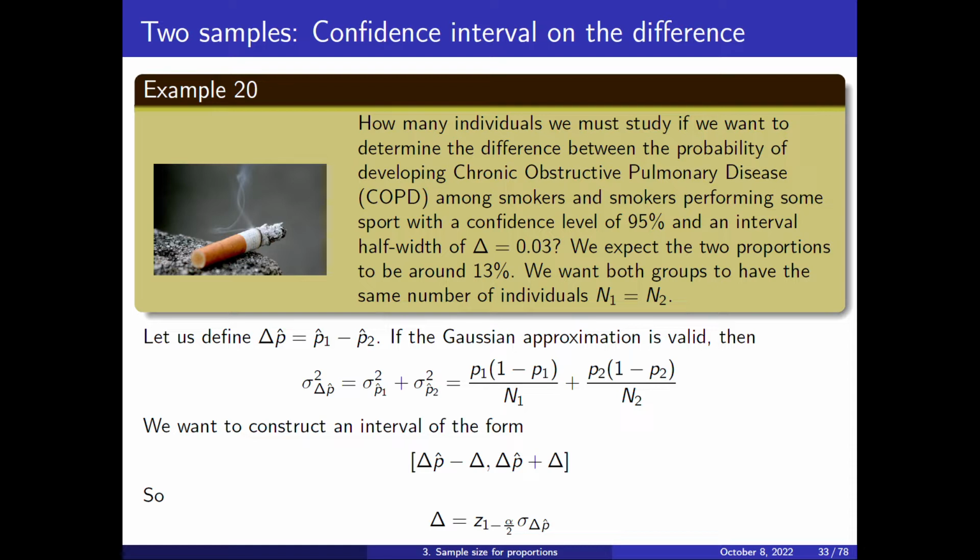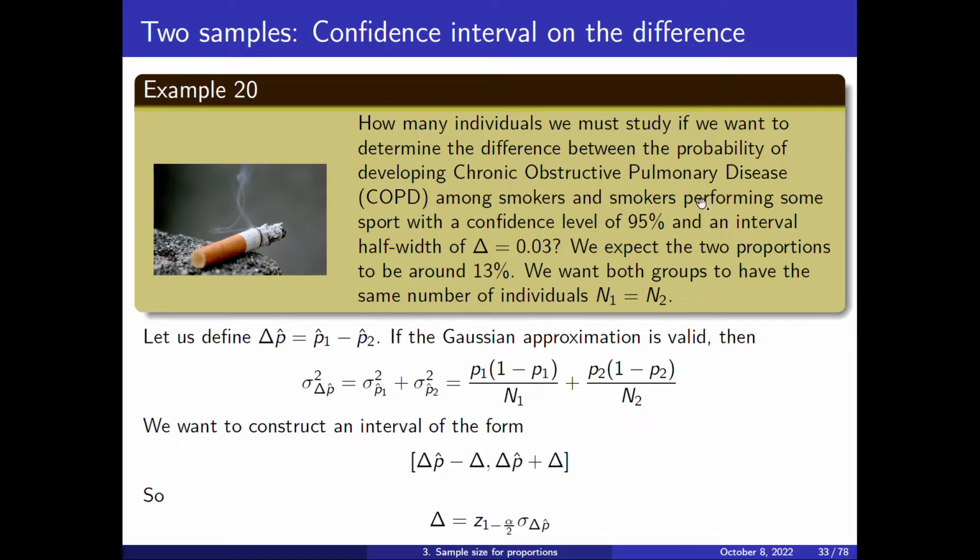Let's say that we are studying a pulmonary disease, chronic obstructive pulmonary disease, and we wonder whether there is a difference between groups of people. So we have smokers performing a sport, and some of these smokers will develop this disease. Some of the smokers not performing a sport will also develop this disease, and we wonder if there is a difference in the proportion of diseased people between the group of smokers and the group of smokers making a sport.